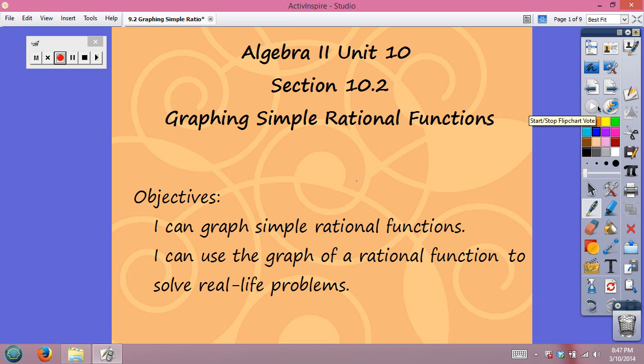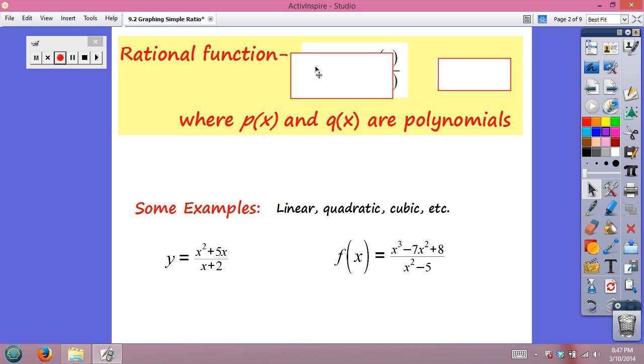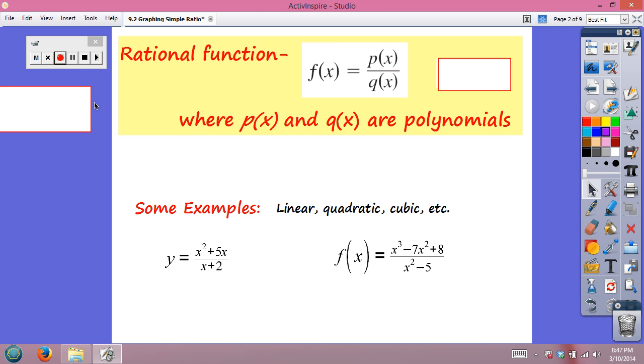In this lesson, we are going to graph simple rational functions and use the graph of rational functions to solve real-life problems. A rational function is of the form f of x equals p of x over q of x, where p of x and q of x are polynomials, and our q of x value cannot be equal to 0, because we know that a denominator can't equal 0.